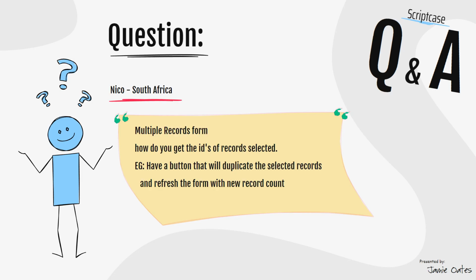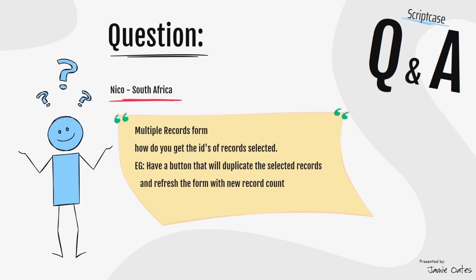Okay, then coming to our next question, we have a question here from Nico from South Africa, and he asks, multiple records form. How do you get the IDs of records selected? An example would be to have a button that would duplicate the selected records and refresh the form with the new record count. Okay, so this is quite an extensive question, so I'm really going to more or less direct you, Nico, in the correct direction.